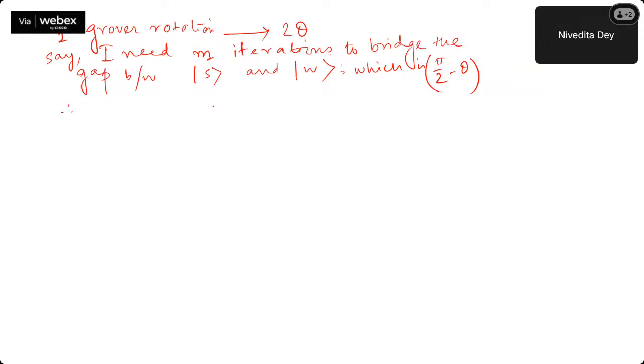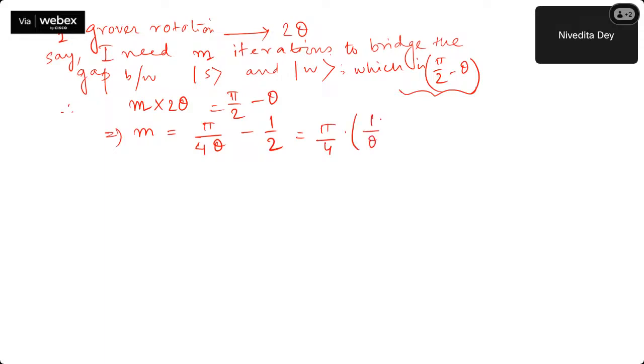That means I have to make this much of rotation. That is, my right hand side has to be pi by 2 minus theta, and one rotation makes a rotation of 2 theta. How many iterations can I maximum allow? Say I want to calculate m. Now if you solve for m, you will get pi by 4 theta minus half. If I write it in this way, it is pi by 4 times 1 by theta minus half.